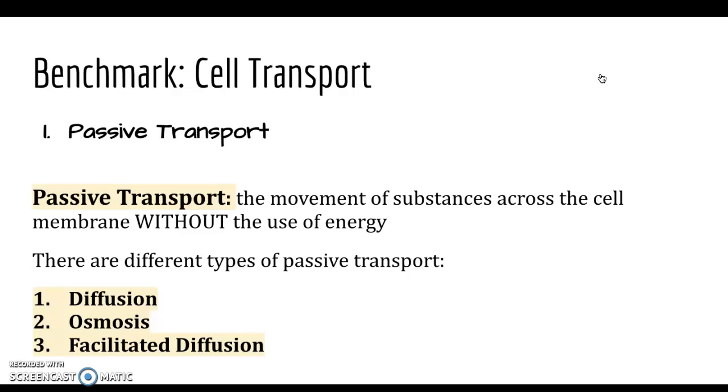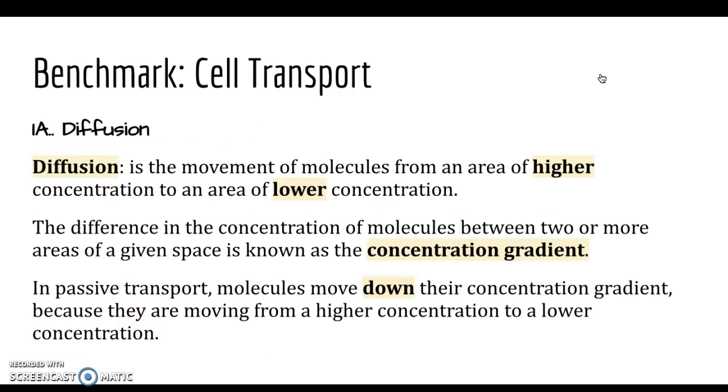There are three different types of passive transport that we've talked about: diffusion, osmosis, and facilitated diffusion. The first type of passive transport we'll talk about is diffusion, and diffusion is the movement of molecules from an area of higher concentration to an area of lower concentration. Remember, high to low. The difference in concentration of molecules between two or more areas of a given space is known as the concentration gradient.